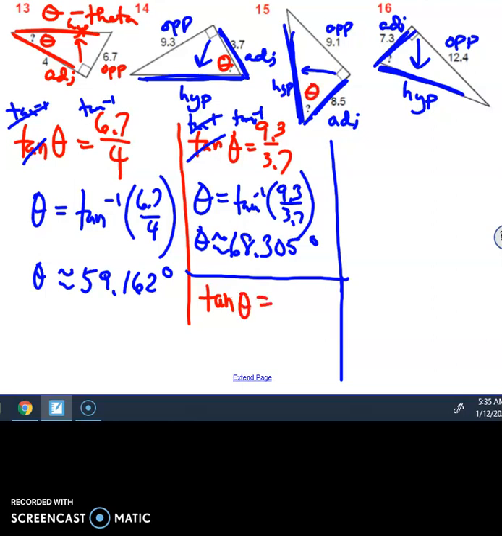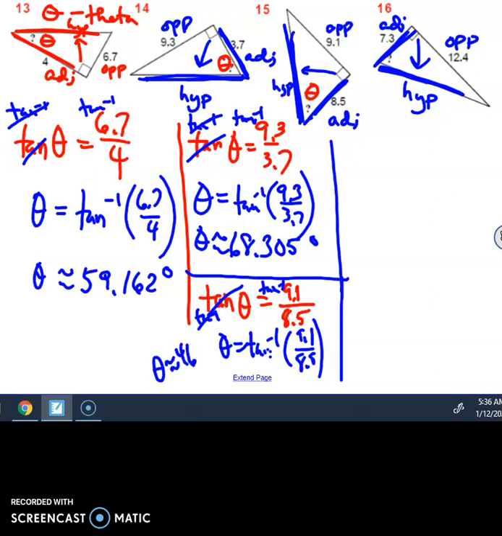So the tangent of my angle is equal to my opposite side over my adjacent side. Do inverse tangent to both sides. So theta is equal to the inverse tangent of 9.1 over 8.5. So inverse tangent of 9.1 divided by 8.5. The angle is about 46.953 degrees.